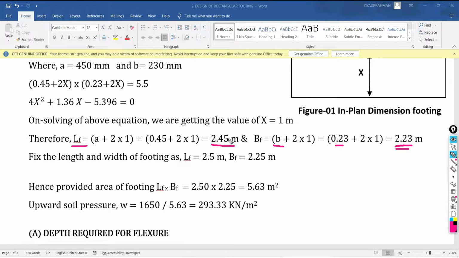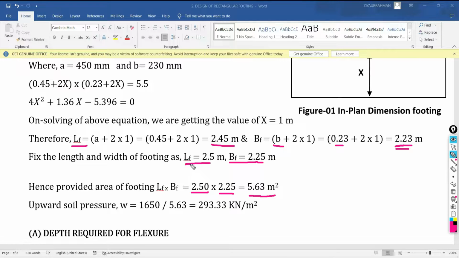So what I am going to do? I am going to round up these values. Instead of 2.45, we are going to take a slightly greater value. So I am going to take here the final length of the footing as 2.5 meter. Width of the footing demand is 2.23, so we are going to take it as 2.25 meter. So this is the final length and width of the footing. Hence, the provided area of the footing is length into width, 2.5 multiplied by 2.25, that is going to become 5.63 meter square.